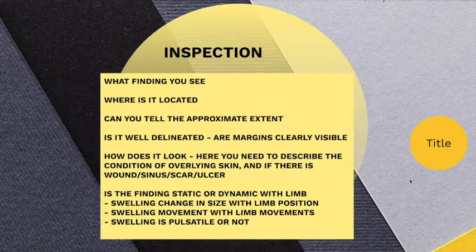Here we have to tell what our finding is, what is its location, and what is its approximate extent just by visualizing, and whether it is well delineated or not, and what is the appearance of that finding. Here we have to describe the condition of the overlying skin and if there is overlying wound, sinus, scar, or ulcer. And we also need to check whether the swelling is a mobile one or a static one. The swelling may change its position or size according to the limb position and also according to the movement of the joints, and it may be pulsatile. So we need to check all these findings in our inspection.